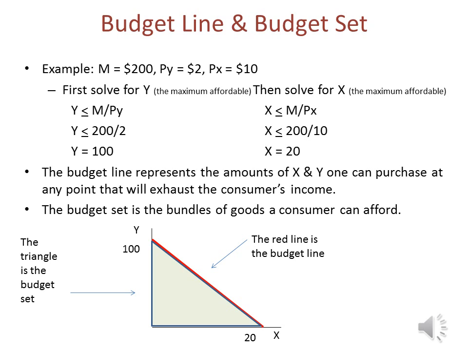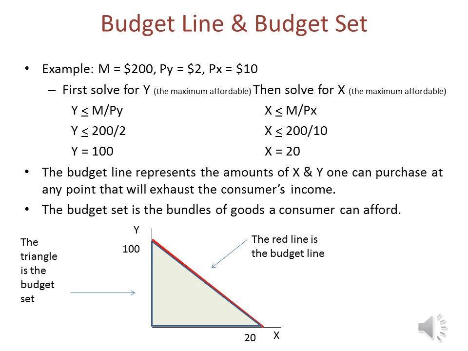First, solve for Y. Use the following equation. Y is less than or equal to M divided by PY, or quantity of good Y is less than or equal to income divided by price of good Y. Plug in 200 for M and 2 for PY and divide. This gives you 100, the maximum affordable amount of good Y that can be purchased. Plot this point on your graph.